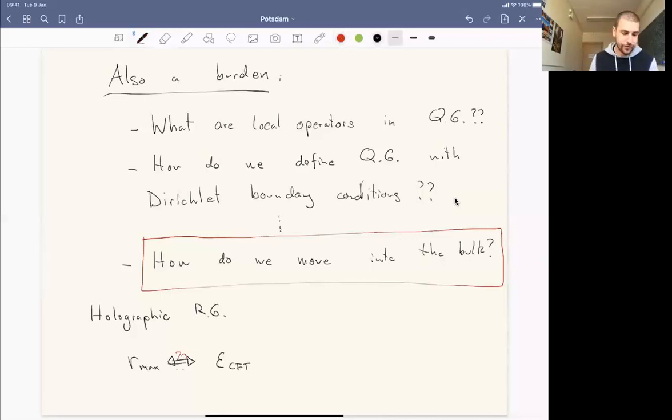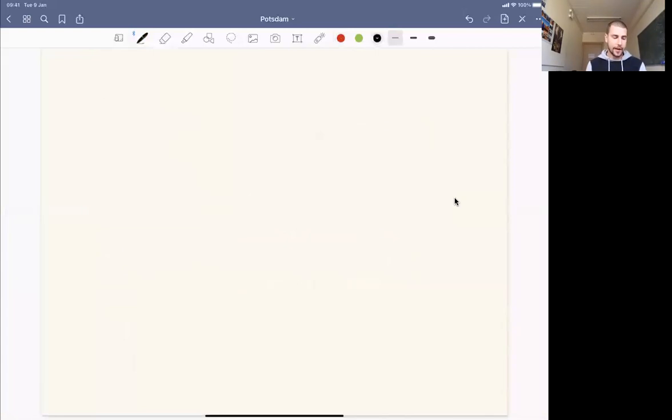Throughout the years, there have been a couple of papers that have tried to study this question. Two papers that stand out in this respect are a paper by Faulkner, Liu, and Rangamani, and a paper by Heemskerk and Polchinski from many years ago. But there's been exciting progress in the last couple of years, in particular in the context of AdS3/CFT2.